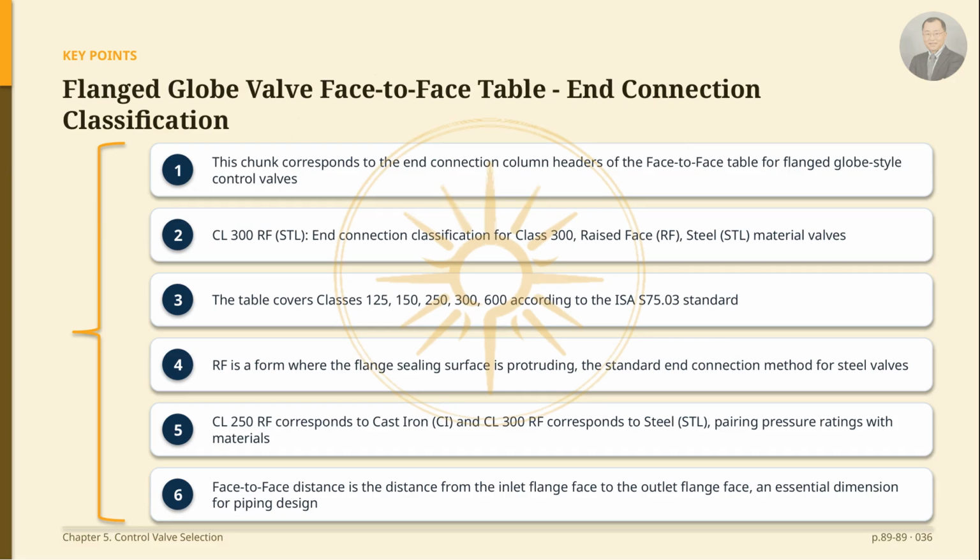In the table, pressure ratings and materials are paired, with CL250RF corresponding to cast iron and CL300RF corresponding to steel. The face-to-face distance mentioned here means the distance from the inlet flange face to the outlet flange face, which is a key dimension that must be verified when installing a valve in a pipeline.